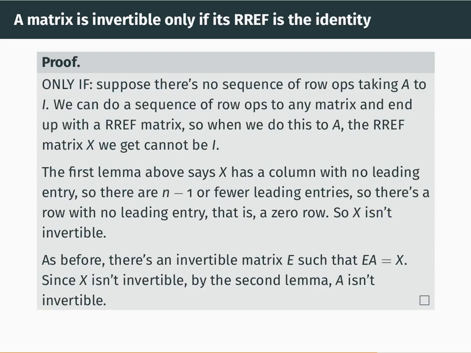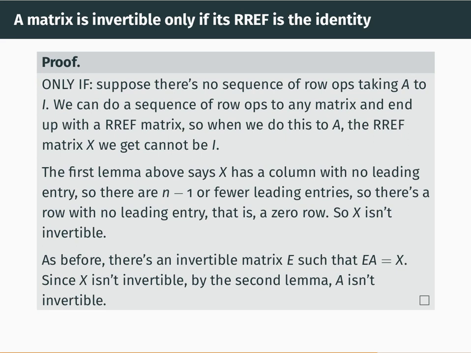Let's now do the opposite direction. So we're going to show the only if direction, which is that if A is invertible, then there's a sequence of row operations which you can do to A, ending up with the identity matrix. The way we'll prove that is by supposing that there's no sequence of row ops taking A to the identity, and we'll deduce that actually in that case A was not invertible. That's the contrapositive of the thing we're trying to prove.